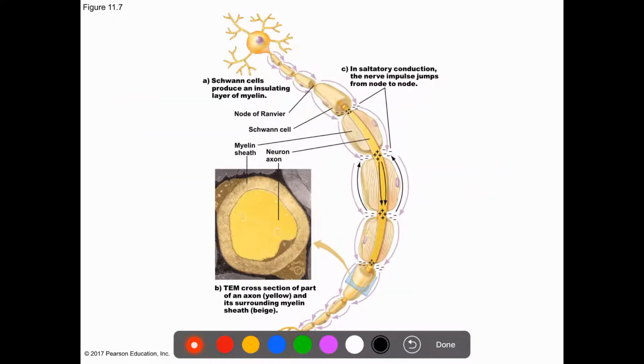Now, these here on this image, these are the Schwann cells. This is a Schwann cell. This is a Schwann cell, okay? And as you can see here, these layers are the layers of the myelin sheath. These are the layers of the myelin sheath. And in the center is the axon. This is the axon.